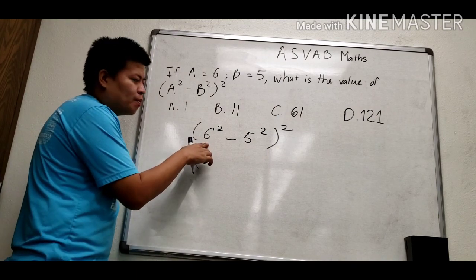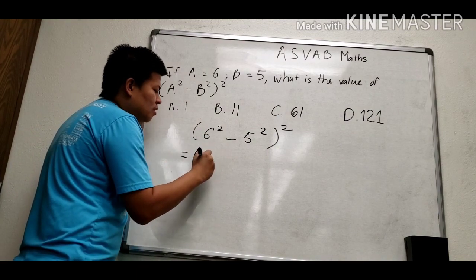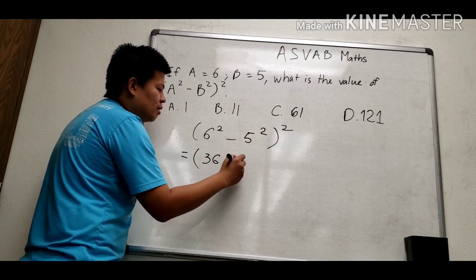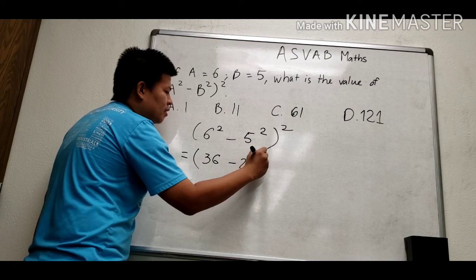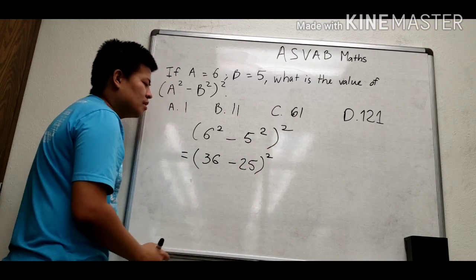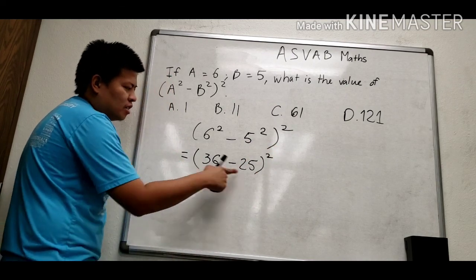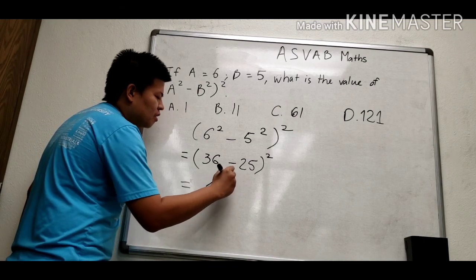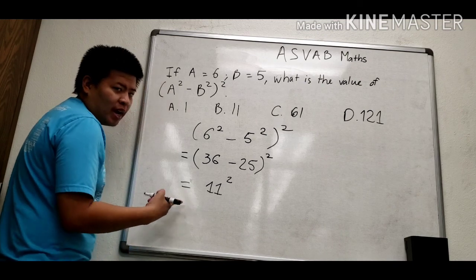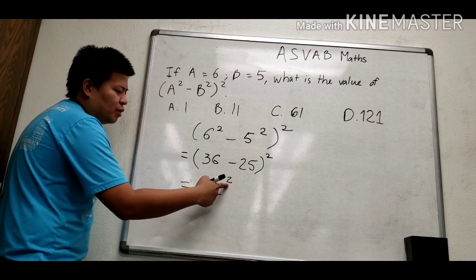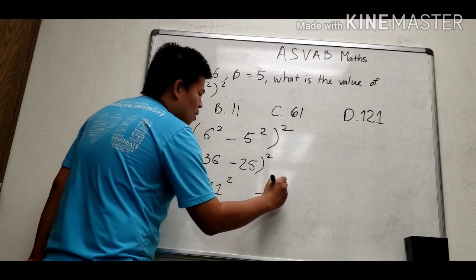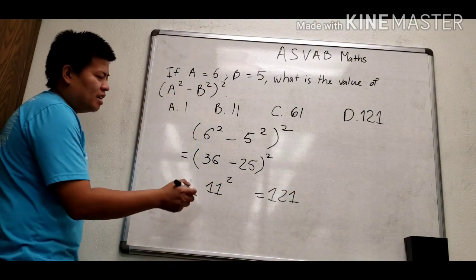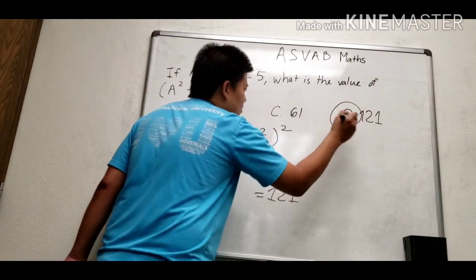We have 6 power 2 is about 36, and 5 power 2 in here, that's about 25. And in here, 36 minus 25 is about 11. So we have 11 power 2 is about 121. So the answer in here is about D.